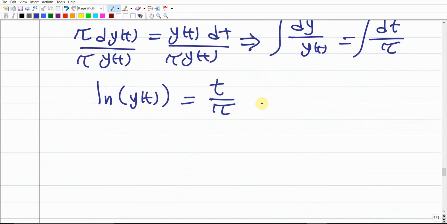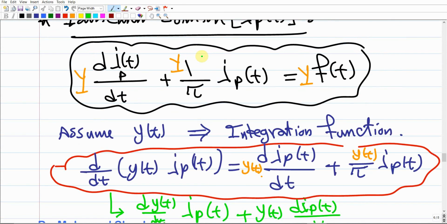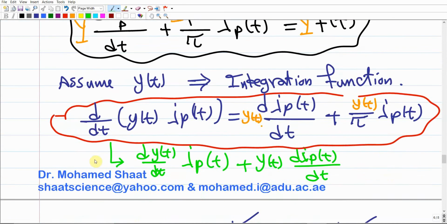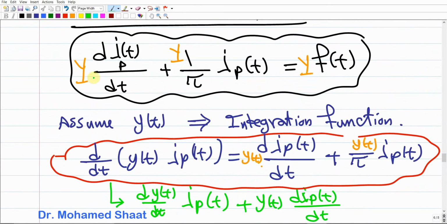So this y of t, if we apply the exponential to both terms, we end up with y of t equal to the exponential of t over tau. So this is the y function that should be assumed to make the left-hand side of this equation equivalent to this term. Make sense? So now, if we plug this y into this equation, with y equal to e to the power t over tau, we end up with this left-hand side being identical to this one.